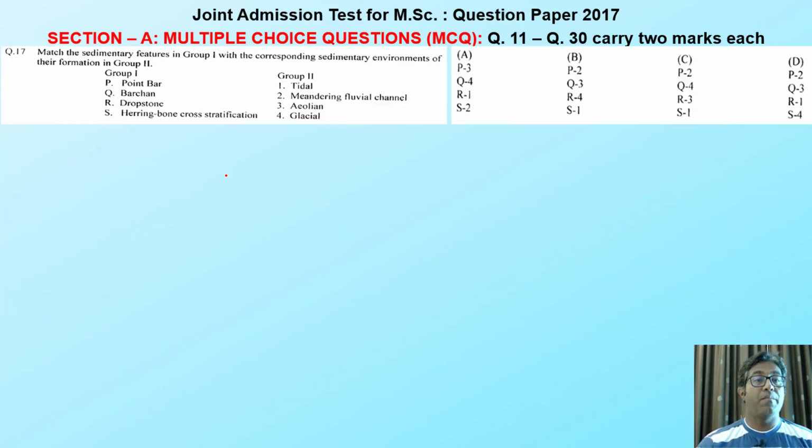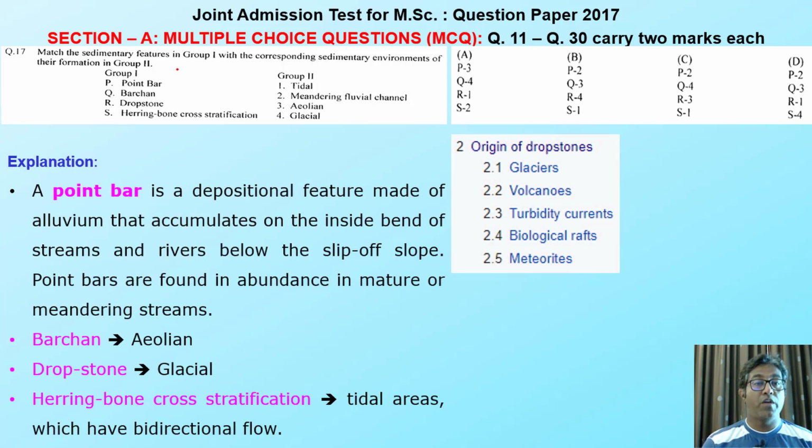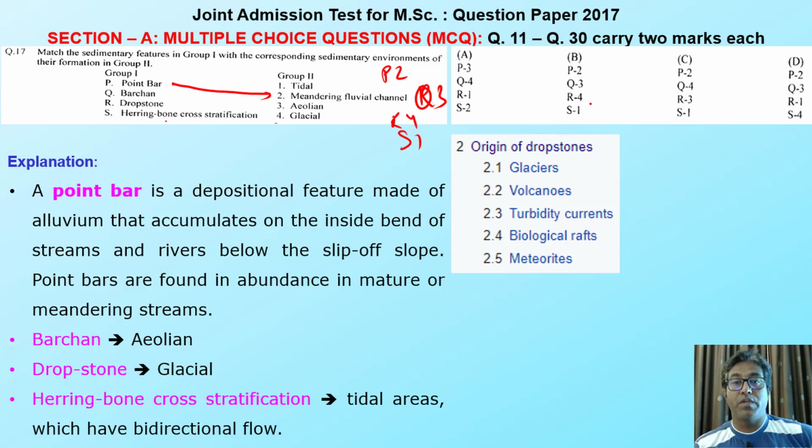Moving to the next question, match the sedimentary features. It is very simple. You can directly solve this one. Point bar you will find in meander, this means P2. Barchan you will find in the Aeolian, this should be Q3. Then dropstone is related to glacier and herringbone is related to tidal. So S is 1 and R is equal to 4. So among all these options, this one, B.